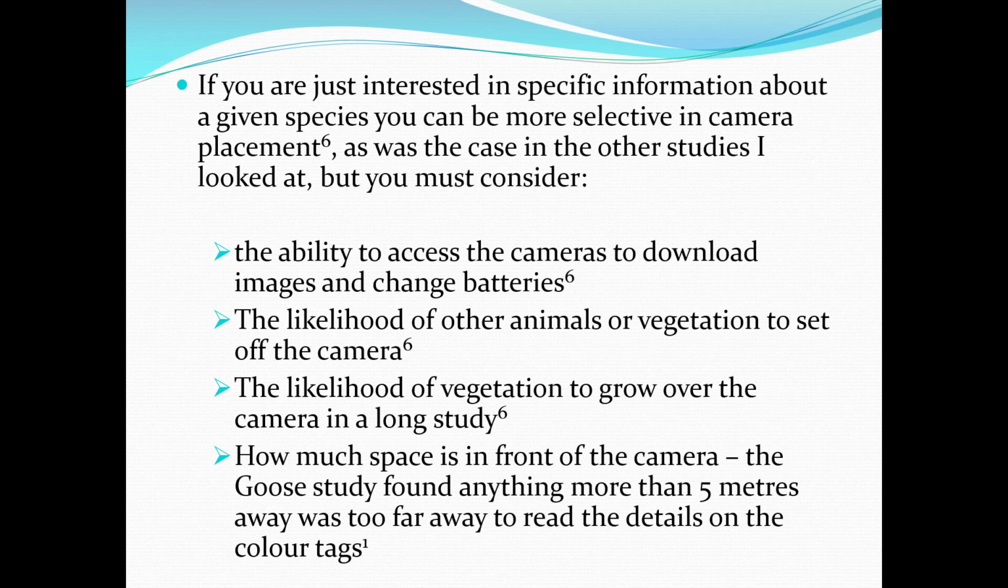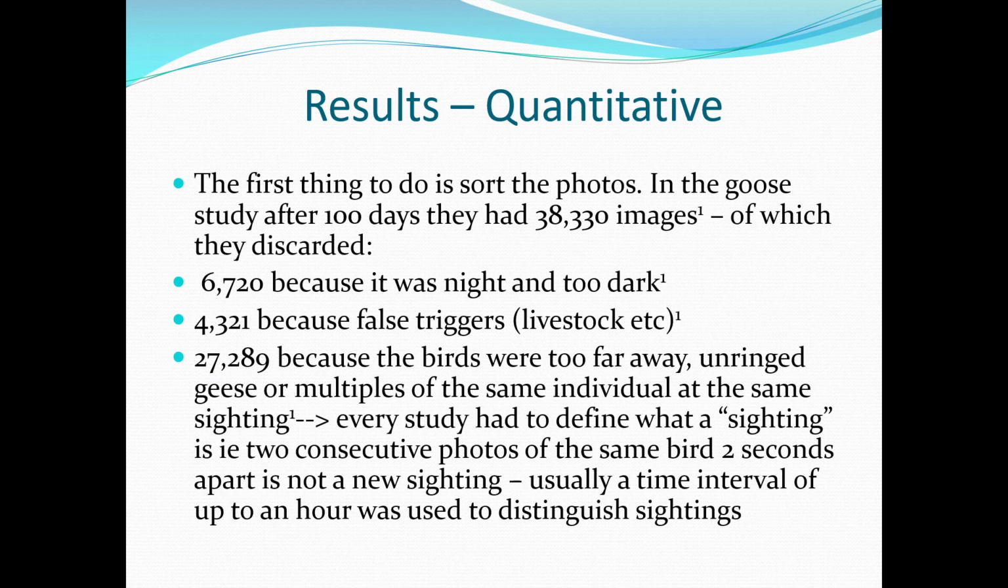Things like access to the cameras for downloading the images and changing batteries, the likelihood of other animals or vegetation setting off the camera, the likelihood of vegetation growing over the camera in the course of a long study, and also how much space is in front of the camera. In the goose study, they found that anything more than 5 meters away was too far to read the details on the color tags. So what kind of results can you get?